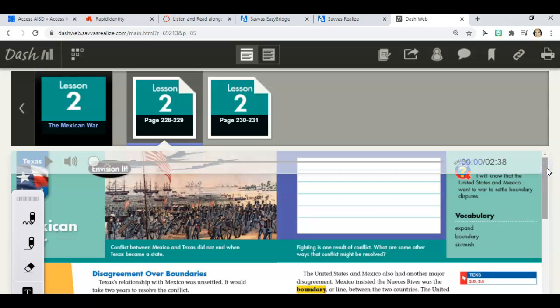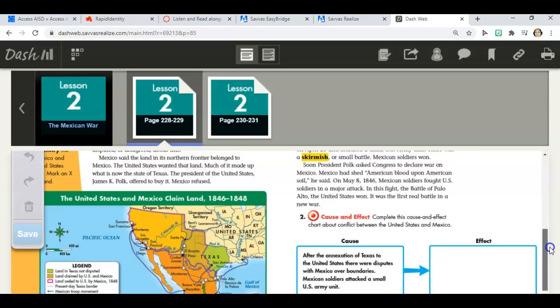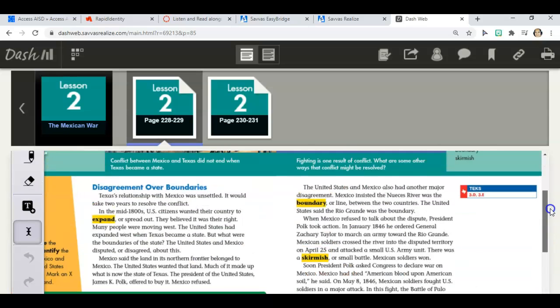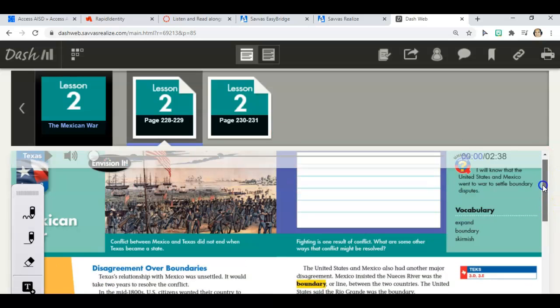Our objective today is we're going to know that the United States and Mexico went to war to settle boundary disputes. Some vocabulary words to know: expand, which means to get bigger. Boundary is like the division of something, and skirmish, a small battle. So let's see if I can start this from over here.